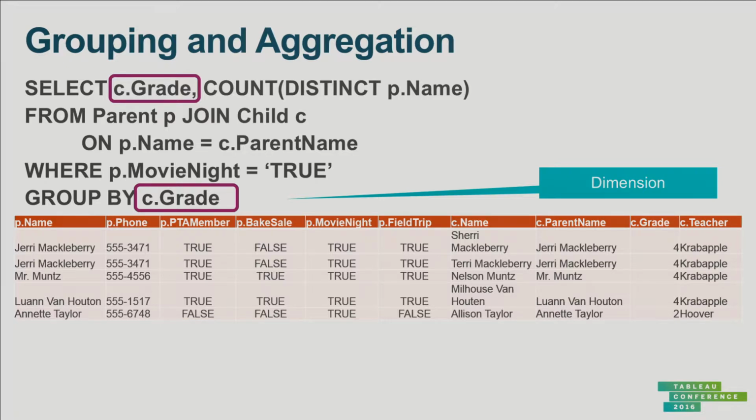Now, there's more in that select clause. In particular, I have a count, and you'll notice the distinct. Again, SQL is a horrible language. That's how you write count distinct in SQL. It's very bizarre. All right? That's an aggregate. That's a measure.